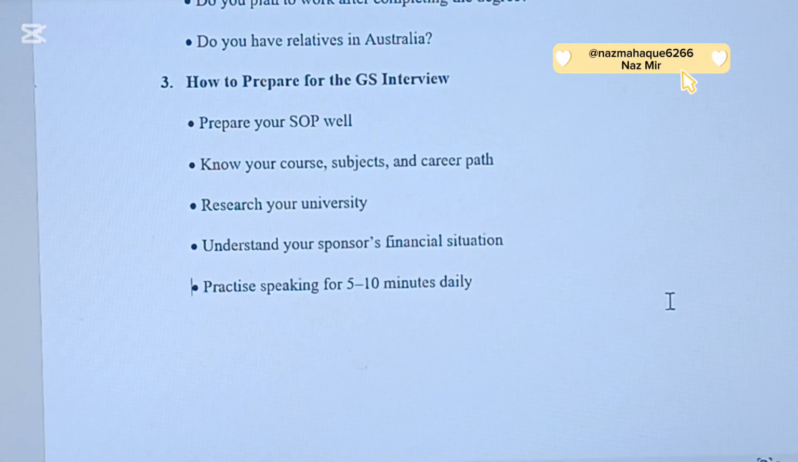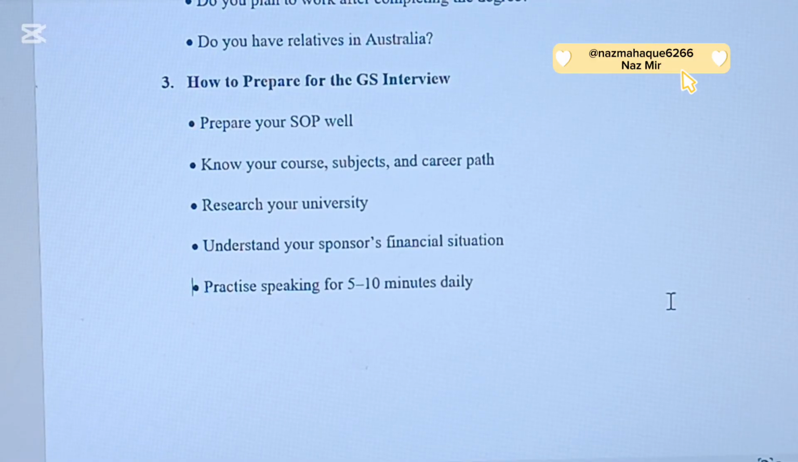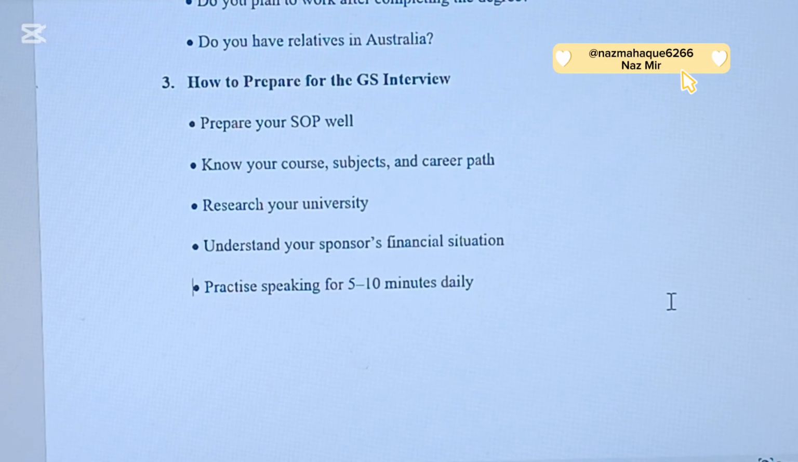So the next one is how to actually prepare for the interview. The thing that you need to focus on is your statement of purpose. You need to make it strong enough so that they cannot find any mistakes or any weak points in it. Make it really strong. And then you have to know your course, subjects, and career path. You need to research your university. Make sure that you know each and every single detail about your university, your course curriculum, the subject that you're going to choose, and what type of career you want to get into after completing this degree.